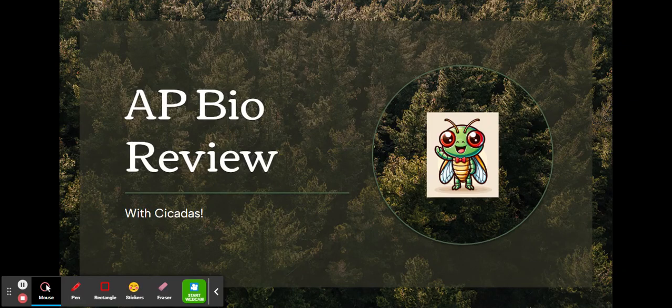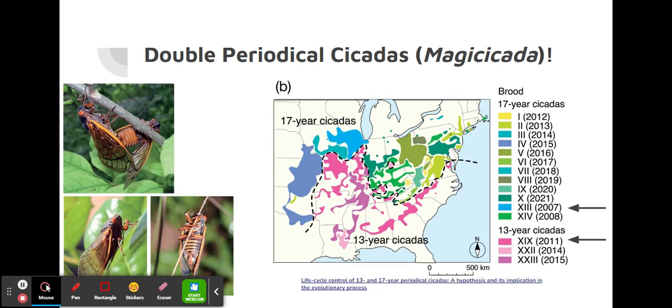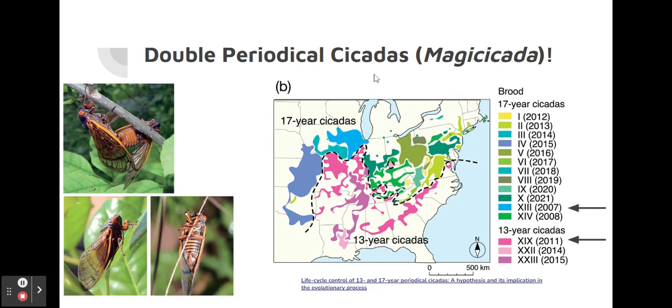Hello, students. I'm here to talk to you about AP Biology review with cicadas. I'm going to talk a lot about cicadas, but I'm going to tie it into all the units in this curriculum. So, to start, let's talk about the double periodical cicadas. These are the ones that are coming out this year.